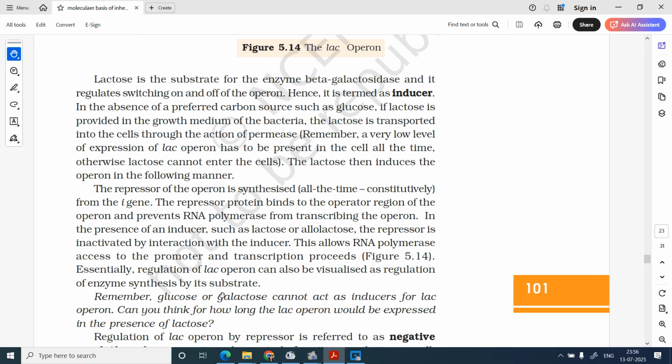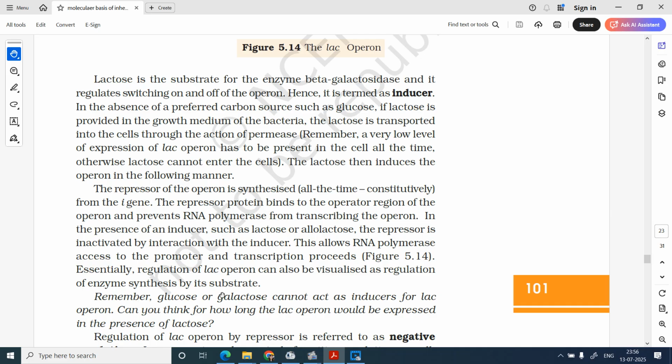Lactose is a substrate for the enzyme beta-galactosidase and it regulates switching on and off of the lac operon. Hence, it is named as inducer. In the absence of a preferred carbon source such as glucose, if lactose is provided in the growth medium of the bacteria, lactose is transported into the cell through the action of permease. Remember, a very low level of expression of the lac operon has to be present in the cell all the time. Otherwise, lactose cannot enter the cells. The lactose then induces the operon in the following manner.